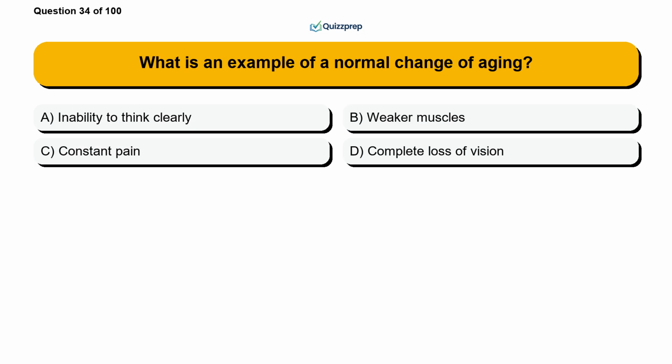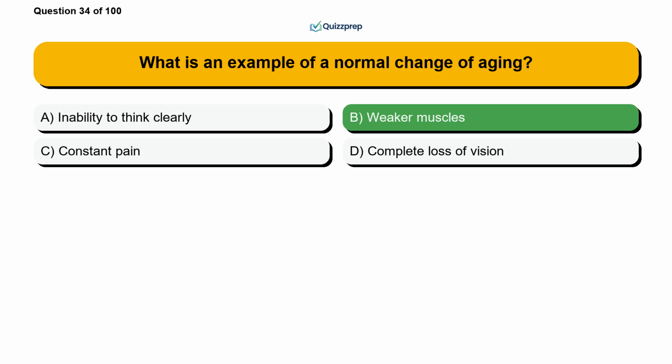Question 34. What is an example of a normal change of aging? Option A. Inability to think clearly. Option B. Weaker muscles. Option C. Constant pain. Option D. Complete loss of vision. The correct answer is Option B.